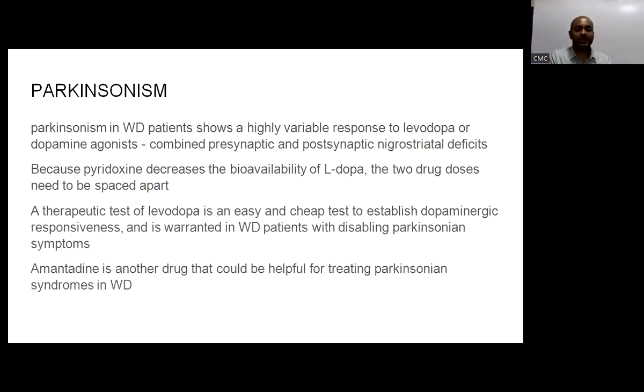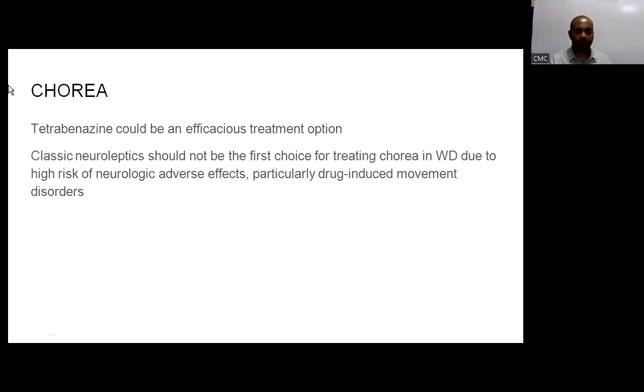Parkinsonism in Wilson disease has a variable response to levodopa because of both presynaptic and postsynaptic defects. Pyridostigmine increases the bioavailability of levodopa, so we should not give both levodopa and pyridostigmine together. In all patients with Wilson disease, we should give a trial of levodopa. Amantadine can also be tried. If the patient has chorea, then tetrabenazine can be tried.